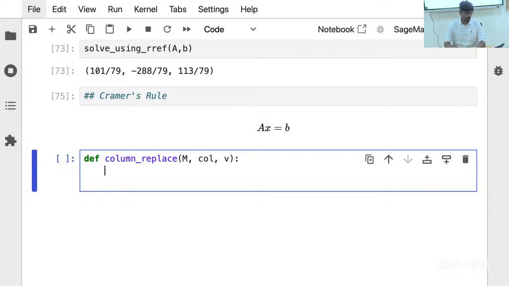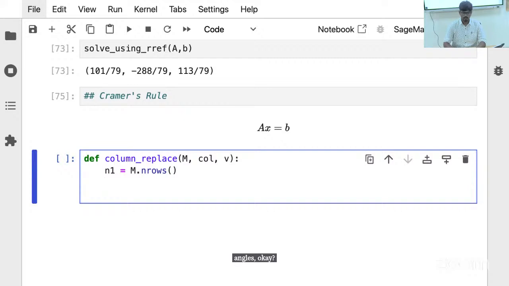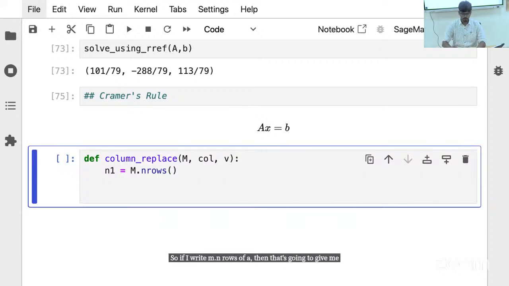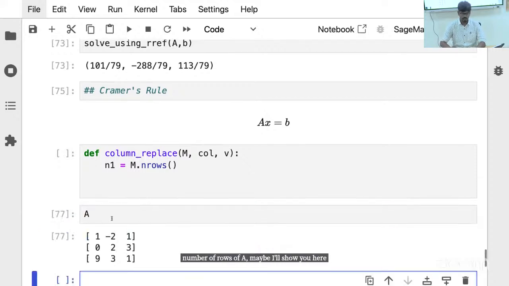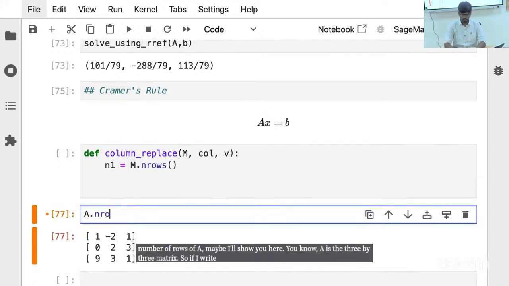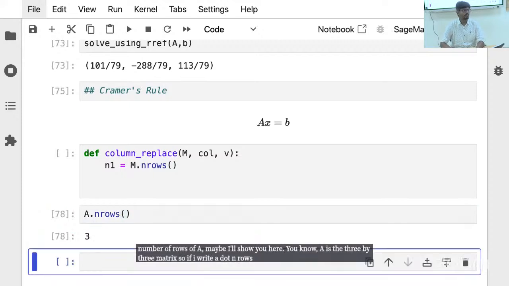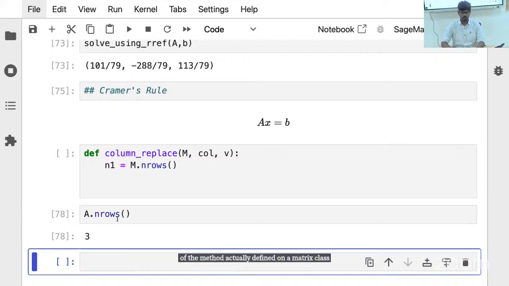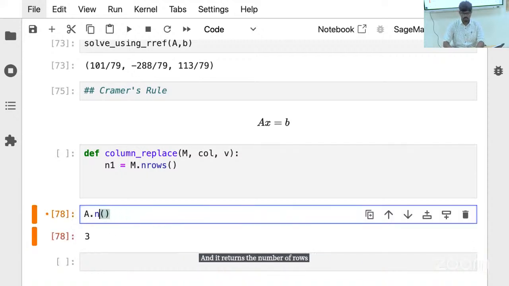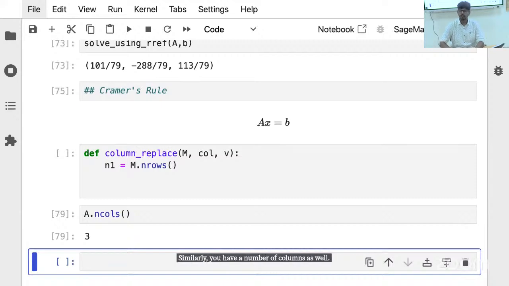Good. So how will I do it? Now, let's take N1 equal to, this already, I think yesterday, nrows. Did we use it? I don't remember. If I write M.nrows, that's going to give me the number of rows of A. Maybe I'll show you here. A is the 3 by 3 matrix. So if I write A.nrows, it's a method defined on the matrix class, and that returns the number of rows. Similarly, you have the number of columns as well.